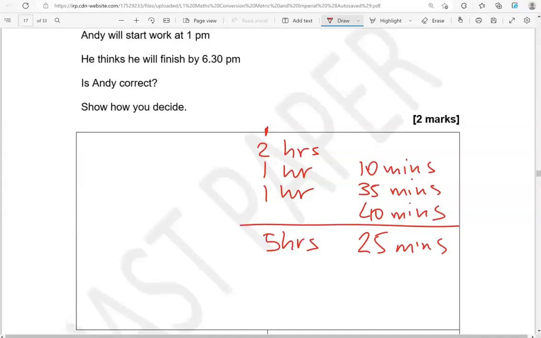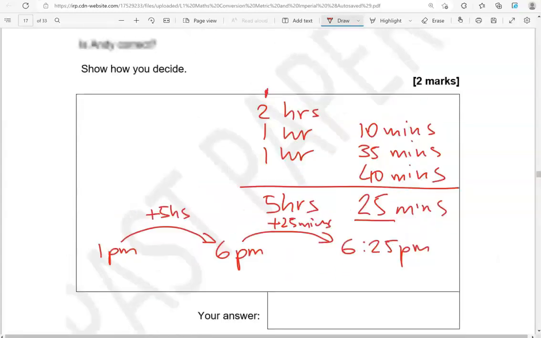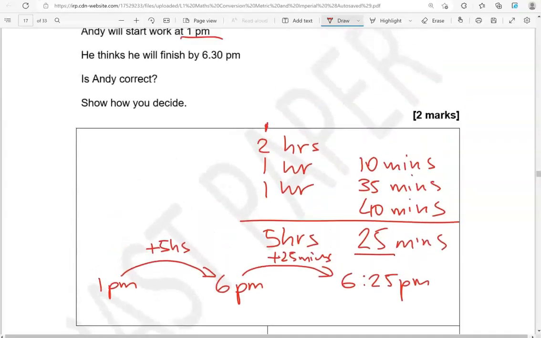So he starts work at 1 p.m. If we add 5 hours, 1 and 5, that is 6. So that will be 6 p.m. after 5 hours. Now we need to add 25 minutes. So that will be 6:25 p.m. He thinks he will finish by 6:30 p.m. and that is correct. So he will finish 5 minutes early.